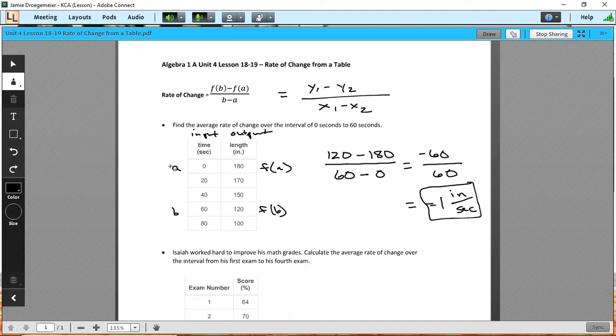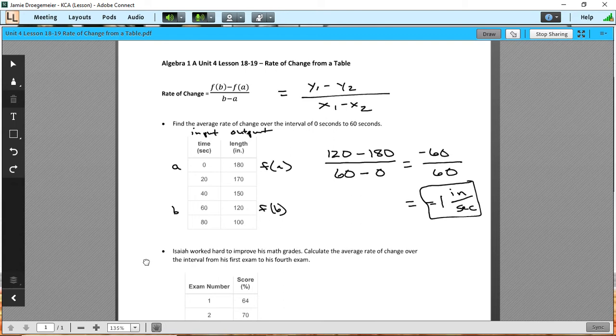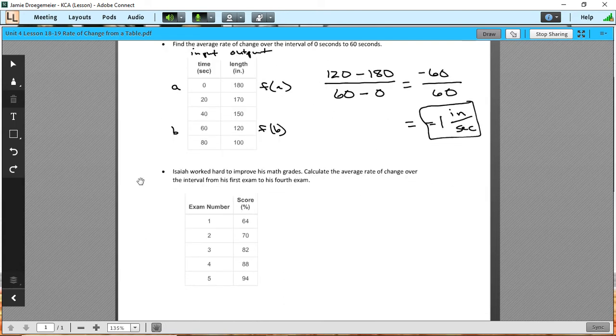All right, and then let's take a look at our second example here. It says that Isaiah worked hard to improve his math grades. Calculate the average rate of change over the interval from his first exam to his fourth exam. All right, so exam 1, we're going to call A. Exam 4 is going to be B. F of A, the output for exam A is 64. F of B, the output for that one was 88.